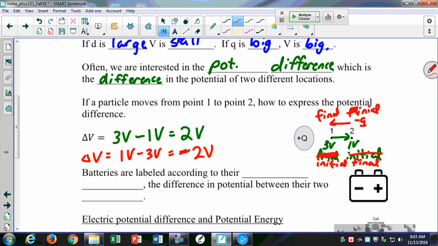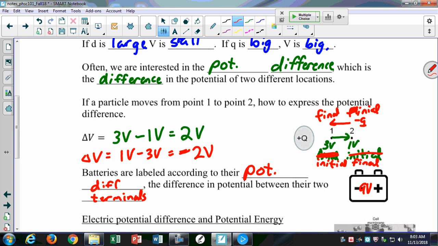Alright, so batteries are labeled according to their potential difference. It's the difference between their two terminals. So if I have a 9-volt battery, that means there's a difference between these two terminals: 9 volts here and 0 volts here, or 9 minus 0.